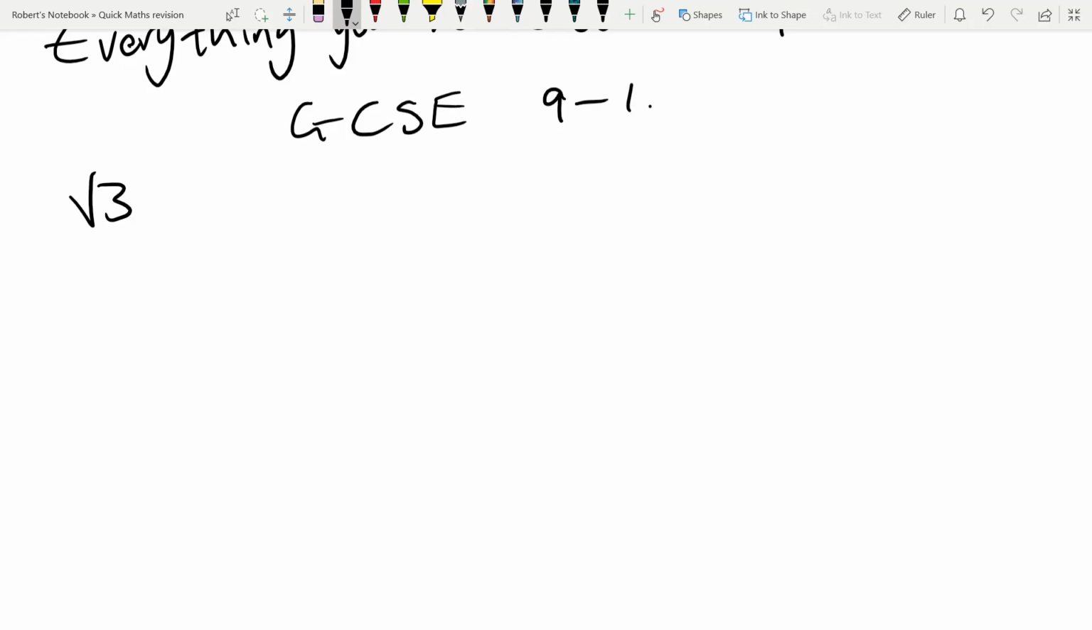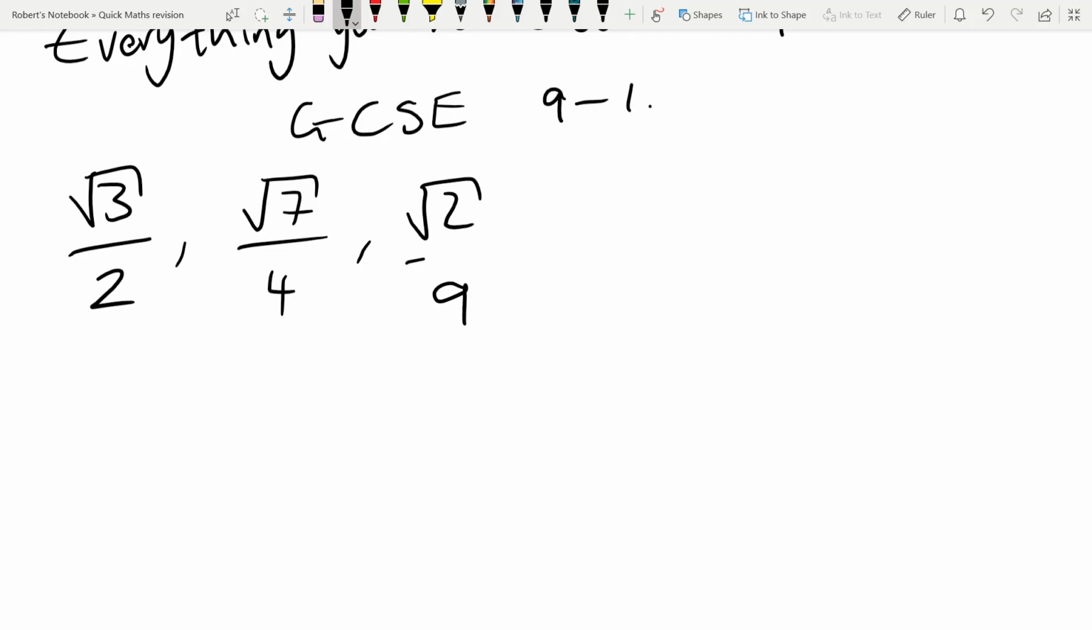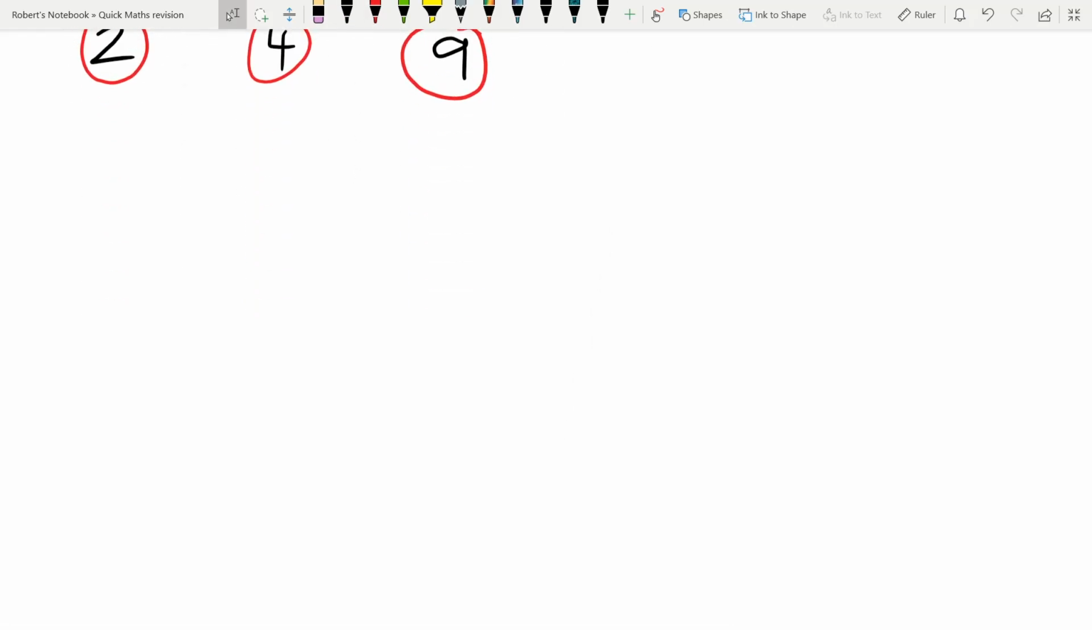So root 3 over 2, root 7 over 4, root 2 over 9. All of these we'd say are in quite a nice form because the denominator of each of these is a whole number, which is what we want. We don't really like it when you have surds on the bottom of fractions. There's nothing wrong with it, it's mathematically correct, it's just as a form isn't too nice. So if we have a look at an example of not nice form, we'll see how to get it into the nice form.